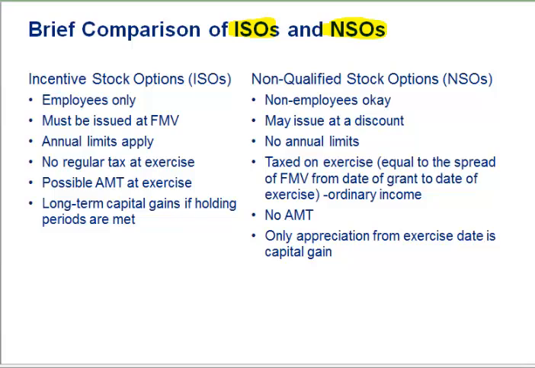Okay, so for NSOs, whatever the gain is when the person exercises, that gain goes in the W-2 just like it's cash wages, subject to withholding, and the company gets a deduction. Yeah? All right, that's ISOs and NSOs.